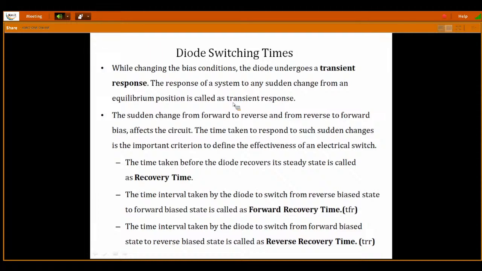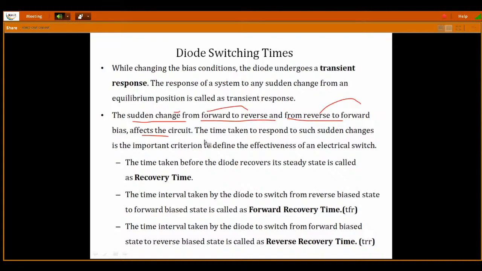Okay, now the sudden change from forward to reverse, see, where are the sudden changes? The sudden change from forward to reverse and from reverse to forward bias will affect the circuit. Now, the diode will quickly go from the equilibrium to the forward bias. But forward bias to reverse bias, it will not switch very fast. Once again, reverse to forward bias also, it will not switch very fast. So that is what we are going to study now. Suddenly, we cannot change the bias. That means that will affect the circuit.